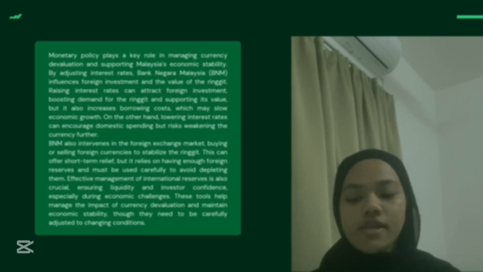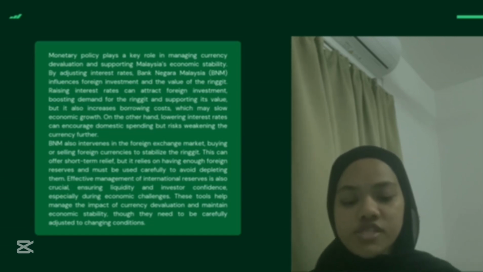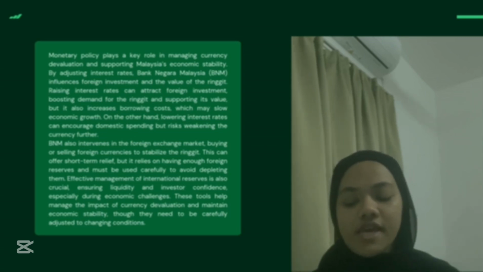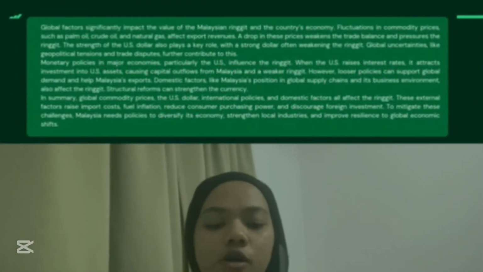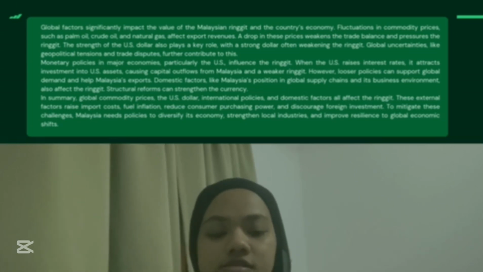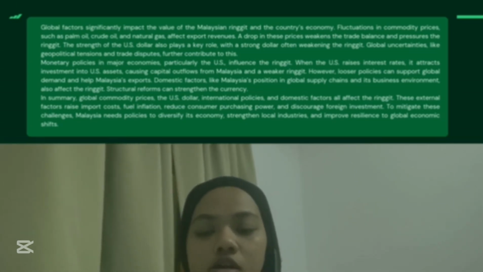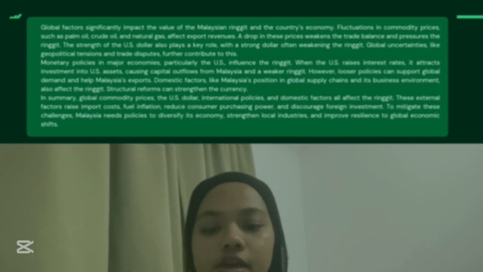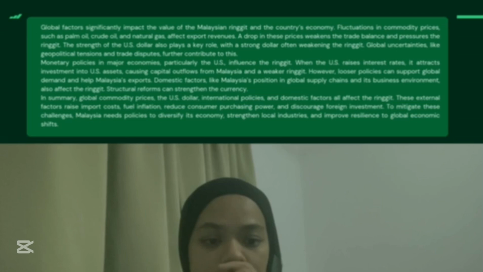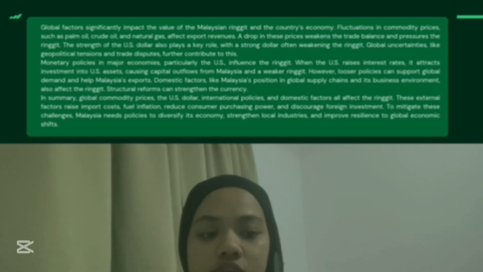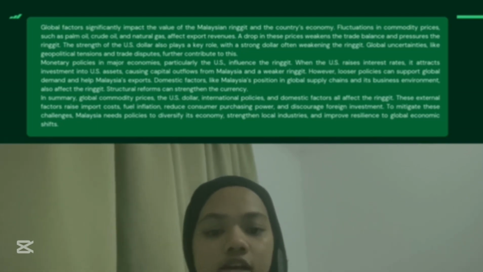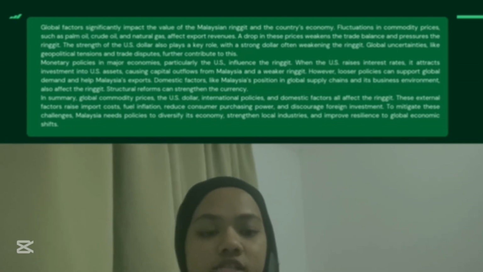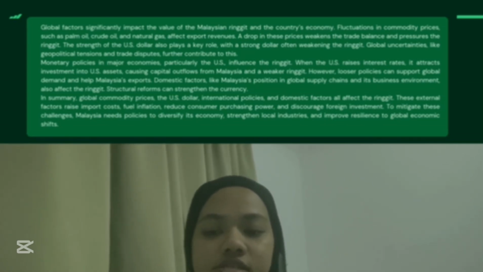These tools help manage the impact of currency devaluation and maintain economic stability, though they need to be carefully adjusted to the changing conditions. So the fourth one is the impact from global factors affecting currency devaluation. Global factors significantly impact the value of the Malaysian ringgit and the country's economy. Fluctuations in commodity prices such as palm oil, crude oil or natural gas affect export revenue. A drop in these prices weakens the trade balance and pressures the ringgit.